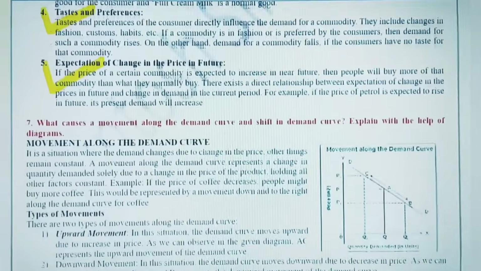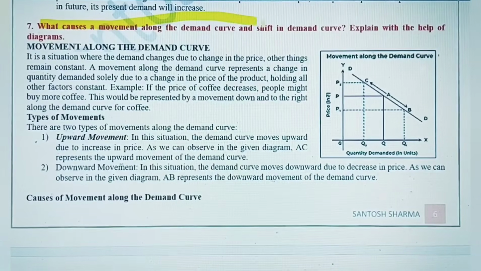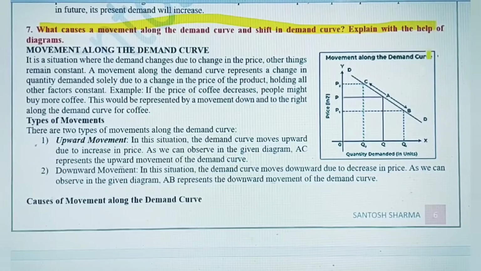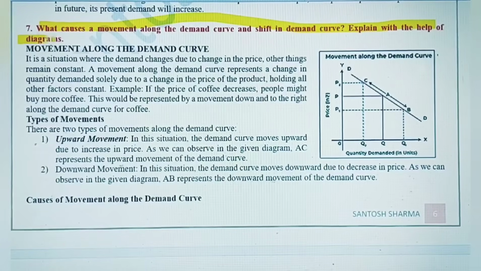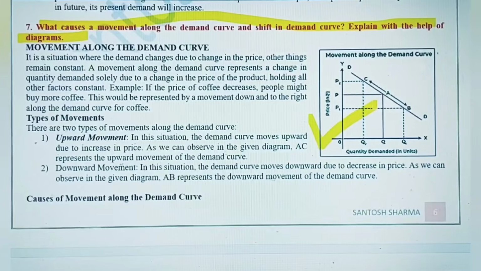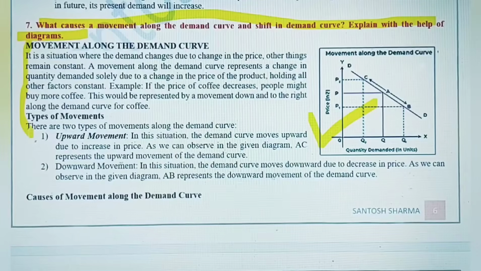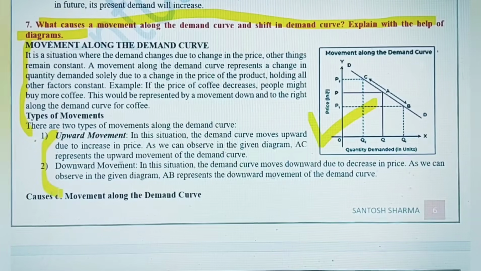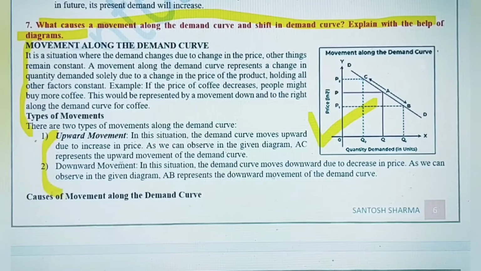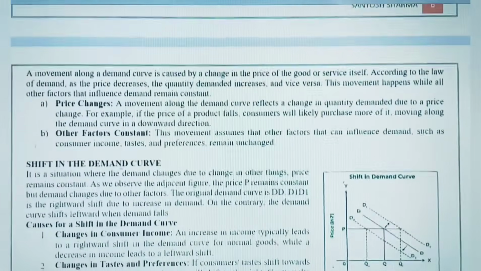Okay, in question number 7, what causes a movement along the demand curve and a shift in the demand curve? Write with the help of diagrams. Diagrams are a must. You must practice these diagrams properly. First, you write the definition of movement along the demand curve and the two types of movement. What causes the movement? Like, what are the reasons for the movement along the demand curve? And then its important effects.